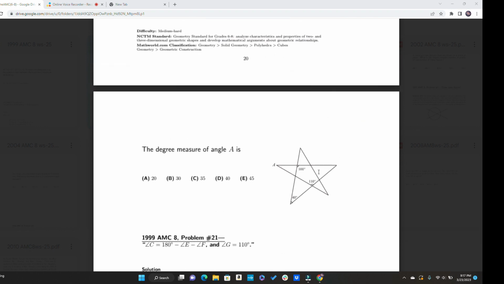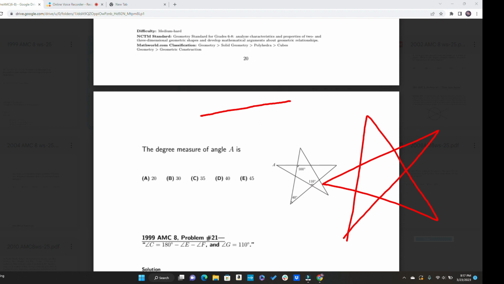Okay, the degree measure of angle A. Okay, we're going to have to deal with some complementary angles. Always fun. So, I'm going to draw a bigger version. Let's just do some pretending here. So, we see that any straight line, something important to note, is that this angle here, it may not seem like an angle because it's a straight line, but that angle is 180 degrees. So straight line, 180 degrees.